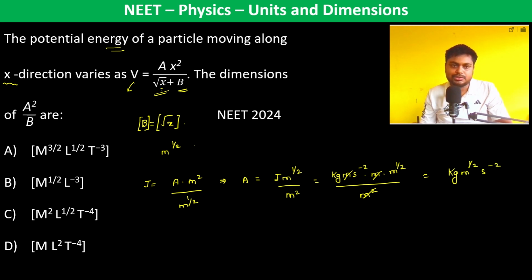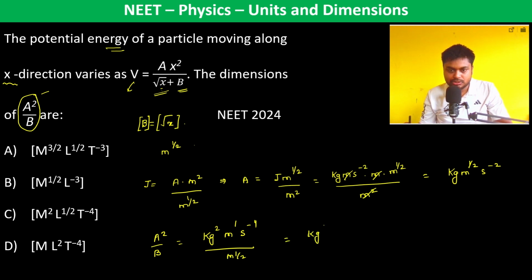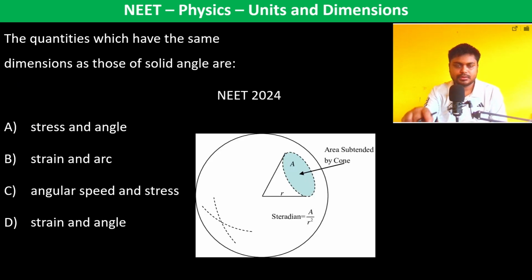So the question is, what is the dimension of a square by b? Therefore a square by b, the dimension becomes kg square meter to the power 1 s to the power minus 4 divided by b, which is m to the power half. So that is kg square m to the power half s to the power minus 4. So this is M square L to the power half T to the power minus 4, which is option number C. Thank you.